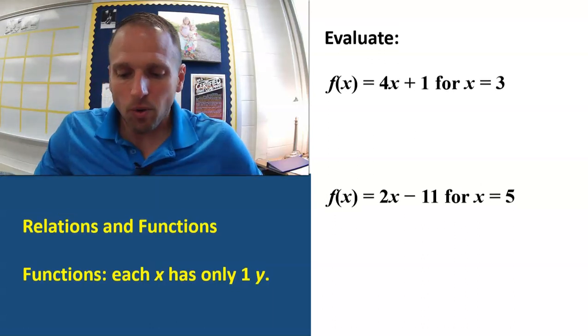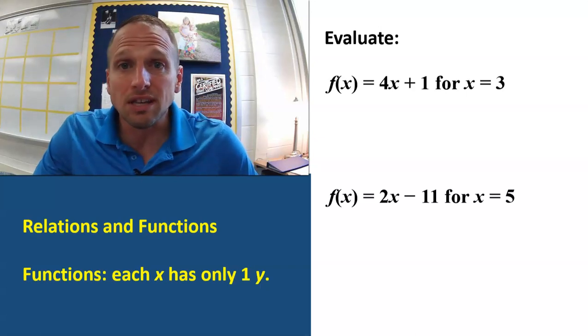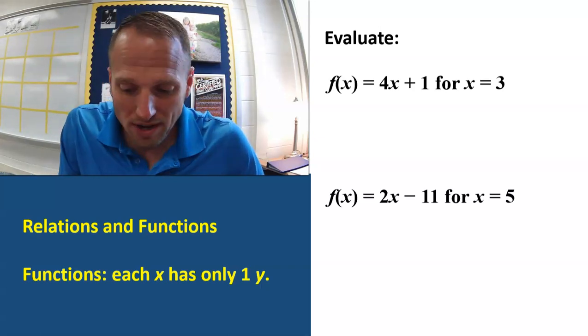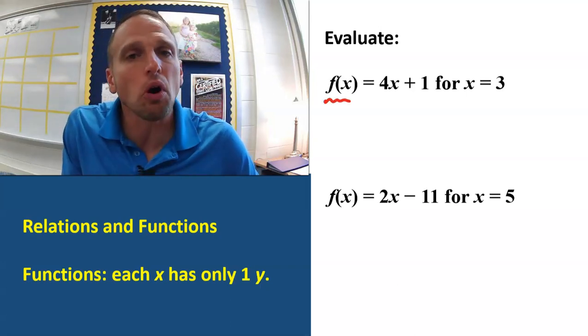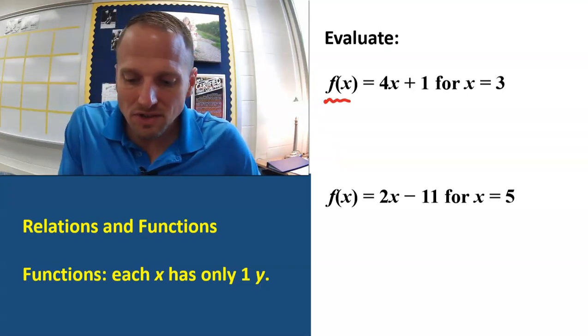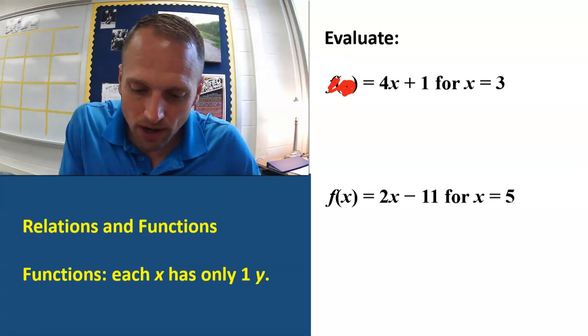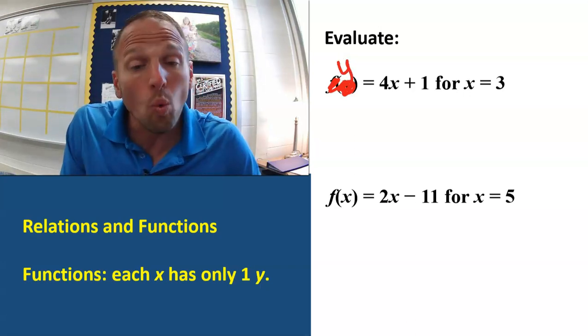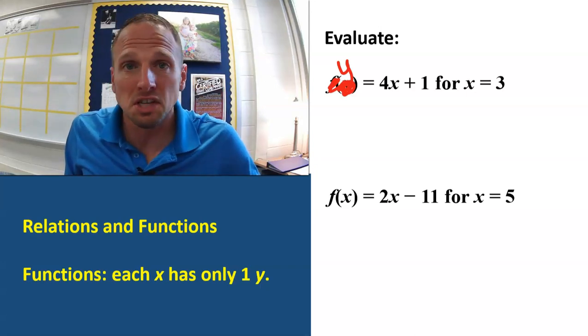So I want to evaluate this. Now, this is written in function notation, and it's really easy. Another way to write this would be, instead of saying f of x, that's how we read this part, f of x, I could just as easily say y. I could just as easily say y instead of f of x, all right? f of x, all that means is y.